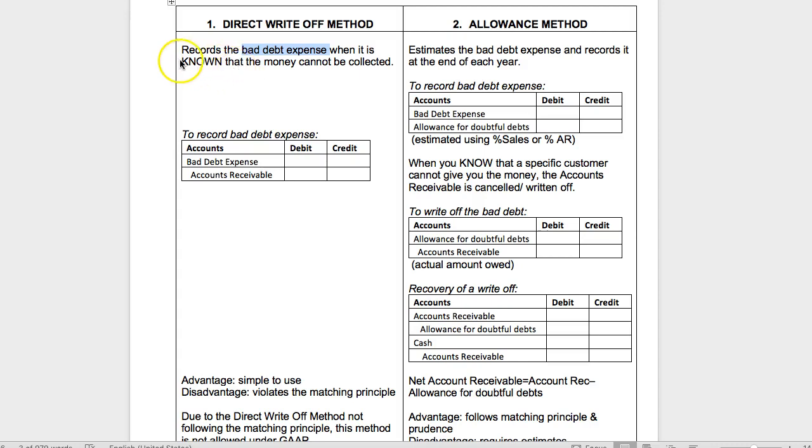This is when you know that you're not going to get the money from your customer, and then you record this as a bad debt expense. Your debit is for bad debt expense. This is increasing the expense, and the credit is for accounts receivable. You are decreasing your asset and cancelling that because now you know that you're not going to receive the cash. That is not an asset for you anymore.